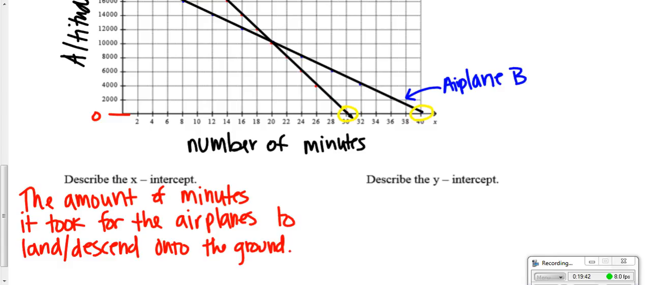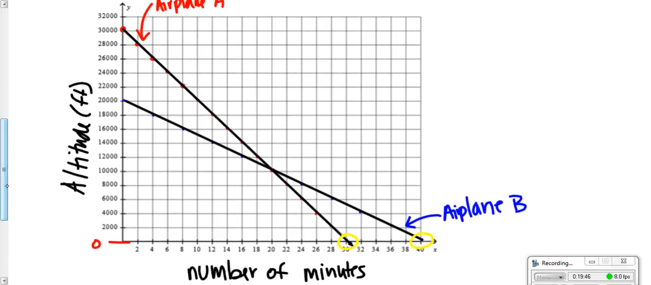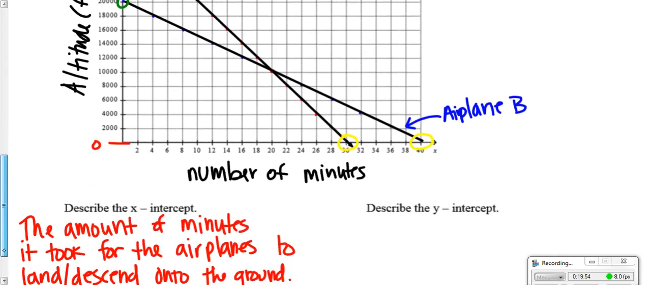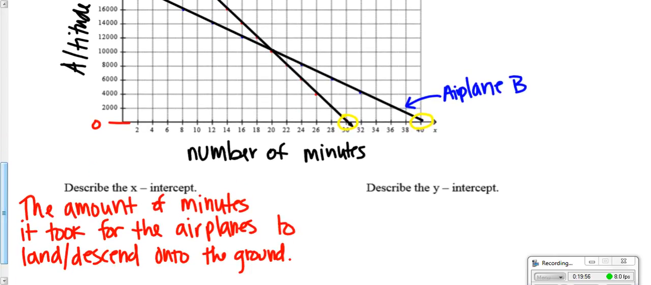Okay, and then the y-intercepts. Again, I'm going to go ahead and circle my 2 y-intercepts. Okay, we take a look at those, and if we think about, again, the story problem and what occurred with this graph, hopefully you are thinking that this is the altitude when the airplanes began their descent.